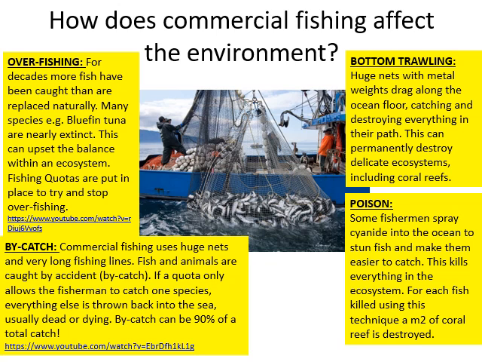There are even some fishermen who use poison, cyanide. They spray it into the ocean, it stuns the fish and makes it easier for them to catch. Obviously that is hugely damaging for the ecosystem. So in terms of how commercial fishing affects the environment, you can talk about overfishing, you can talk about bycatch, bottom trawlers, and you can talk about poison.